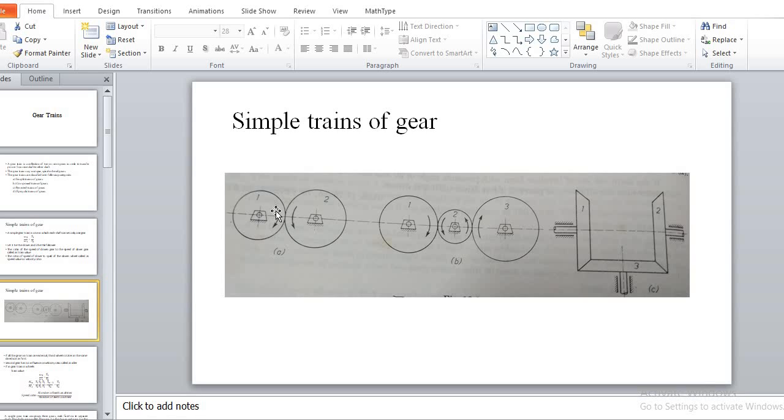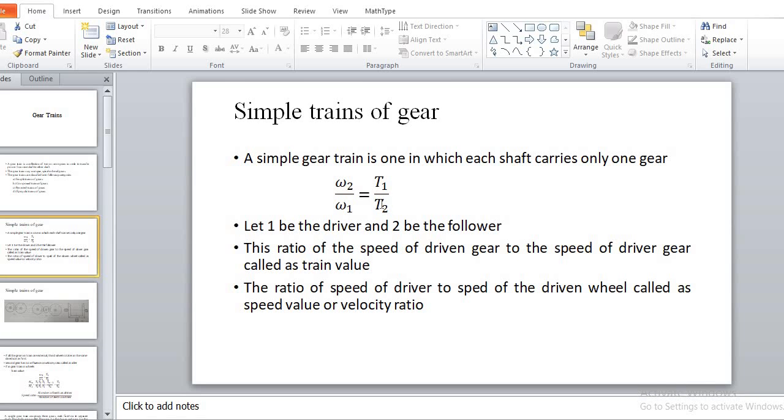Now here the direction of the first driver, suppose it is clockwise. Then obviously the direction of the second wheel is anti-clockwise. So in a simple gear train, if the gears are externally meshed, the directions of both gears are opposite to each other. And we can write the ratio of angular velocities omega 2 by omega 1 of the wheels as equal to T1 by T2.